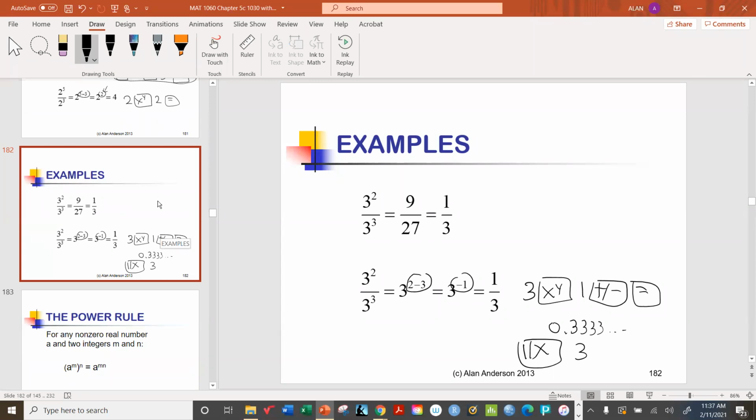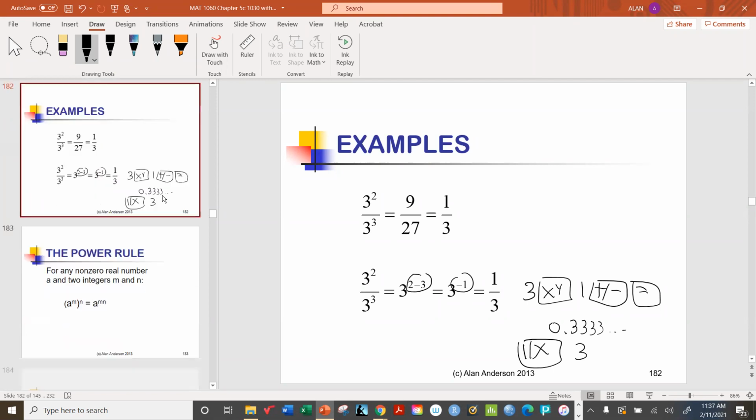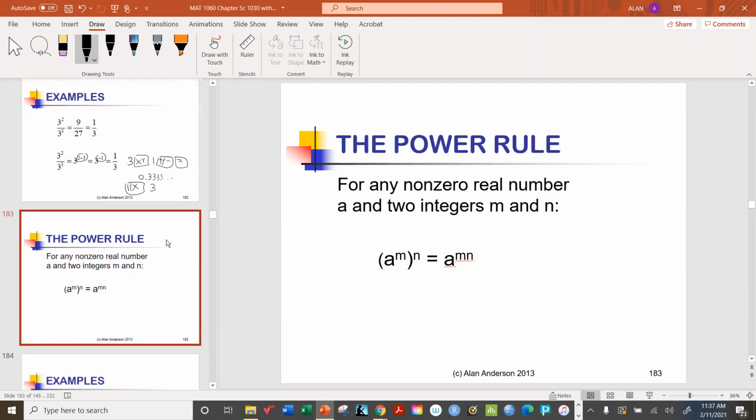Now, the third and most complicated case is the so-called power rule. Now, this is important. It's different than what we've done so far. If you look at this very carefully, you'll see that this is not the same as this. What's happening here is I'm taking a to the m power and then raising the entire expression to the n power. It would be like having this.